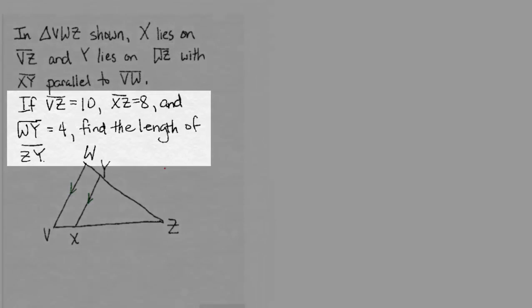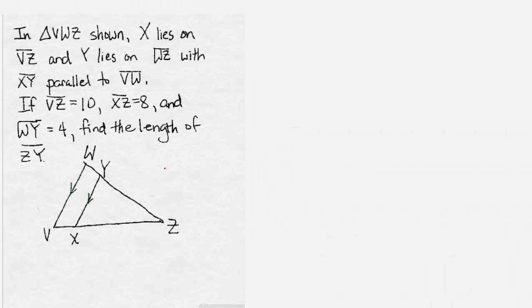Now let's continue reading. If VZ is equal to 10, XZ is equal to 8, and WY is equal to 4, find the length of ZY. I noticed that within this one diagram there are actually two triangles, and I'm starting to get the idea that they want me to use similar triangles, and I'll tell you why.